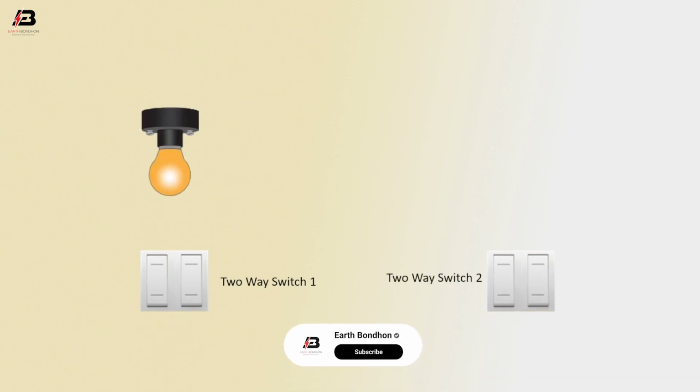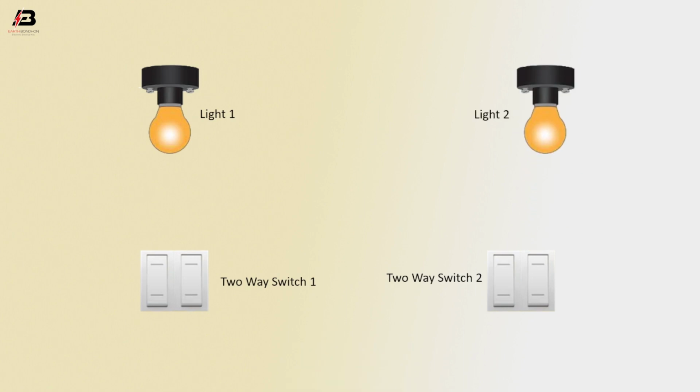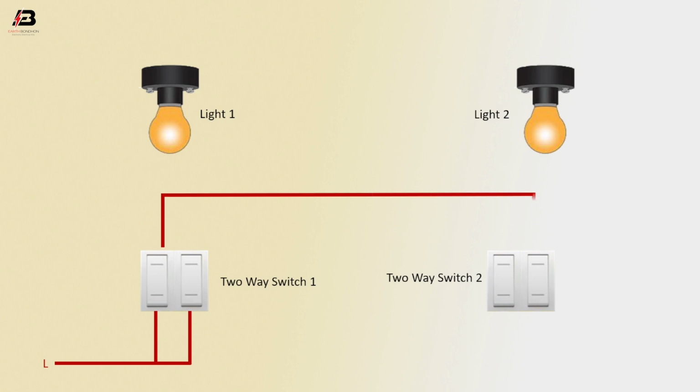So viewers, let's start. 2A switch 1, 2A switch 2, light 1, light 2. Phase connection to 2A switch 1, phase connection from 2A switch 1 to connect 2A switch 2.